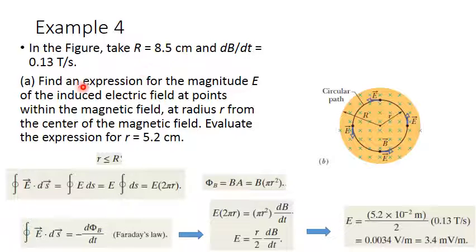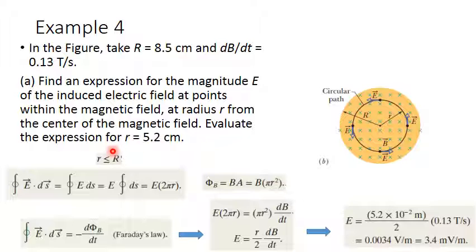And it is required to find an expression for the magnitude of the induced electric field at a point within the magnetic field. So we want to find the electric field for a point inside the magnetic field at a radius r from the center of the magnetic field. So we are saying inside, so r here is smaller than capital R. Okay? And evaluate this value for r equal 5.2 centimeters.